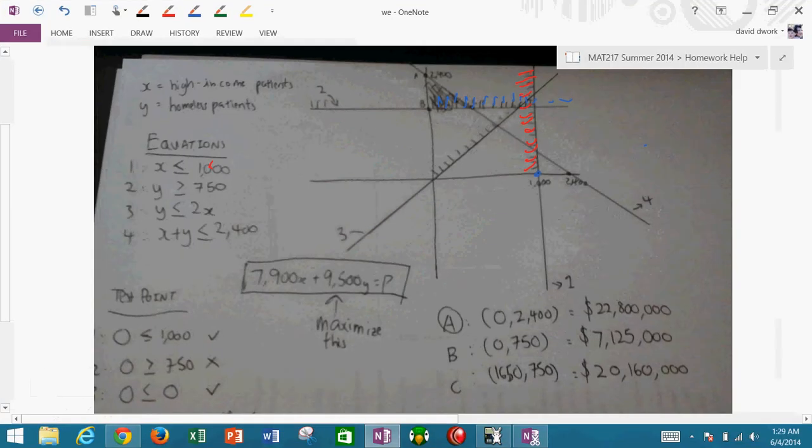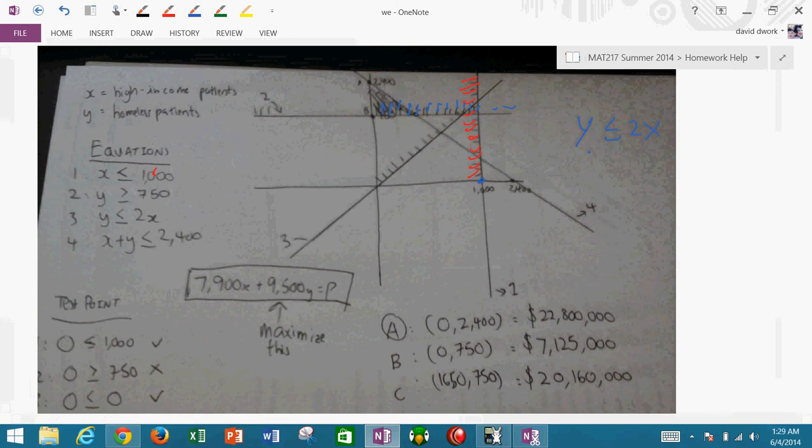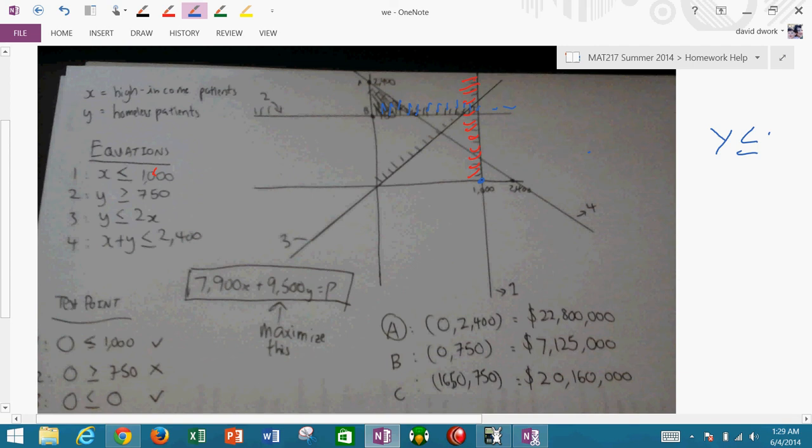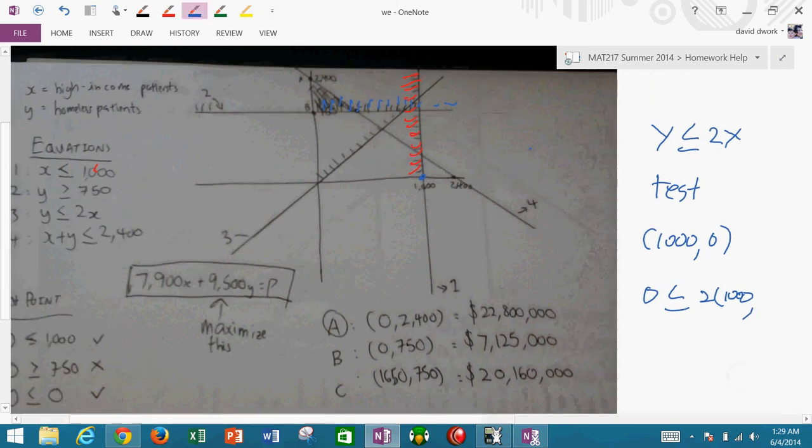There we go. Okay, so now I'm going to test the graph of y is less than or equal to 2x. Let me take it off your paper because that's hard to read. Y is less than or equal to 2x, and I'm going to test the point (1000, 0). So therefore 0 is less than or equal to 2 times 1000, and that statement would be saying 0 is less than 2000.